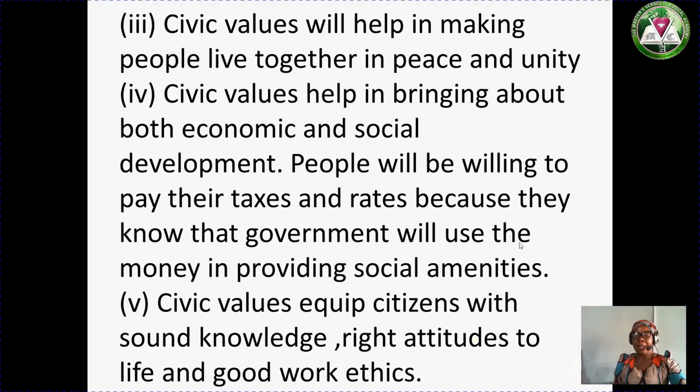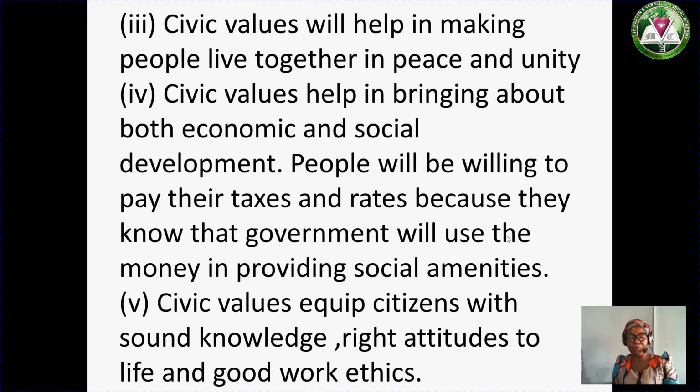People will be willing to pay their taxes, because they know that government will use the money in providing social amenities. I'm sure you understand what I said. I said civic values help in bringing about both economic and social development. And I said that people will be willing to pay their taxes because they know that government will use the money in providing social amenities.